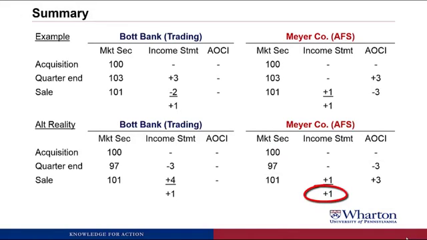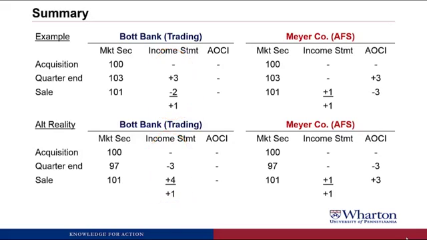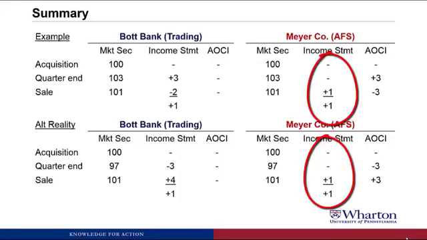So across all of these scenarios, the total effect on the income statement is the same. It's the difference between what we bought it for and what we eventually sold it for. What the trading securities method does, though, is it puts volatility in the income statement because we mark to market every period. Whereas under AFS, all that volatility is stored up in AOCI so that all we show up on the income statement is the realized gain at the time that we sell it.